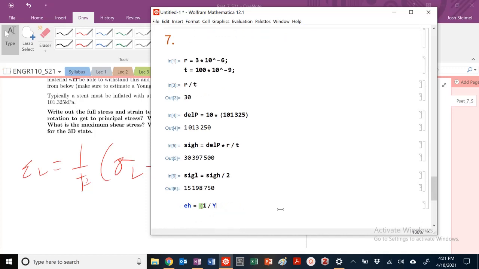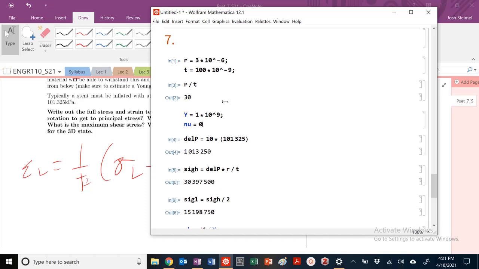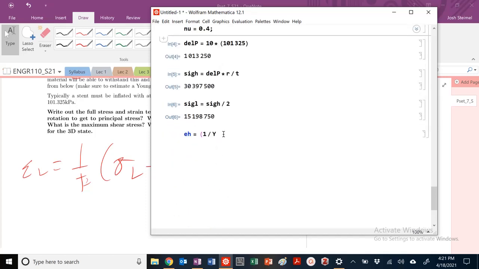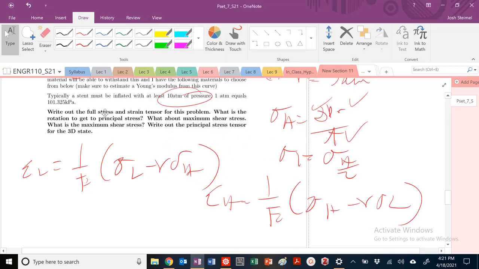My epsilon H equals 1 divided by Y times sigma H. Oops, I need to define my Y. Y is equal to 1 times 10 to the 9. My nu is equal to 0.4. So epsilon H is 1 over Y times sigma H minus mu times sigma L. My epsilon L is equal to 1 over Y times sigma L minus mu times sigma H. We can go ahead and run those, and then we're sitting pretty. Let's knock that one out. There we go. That's our full stress tensor.